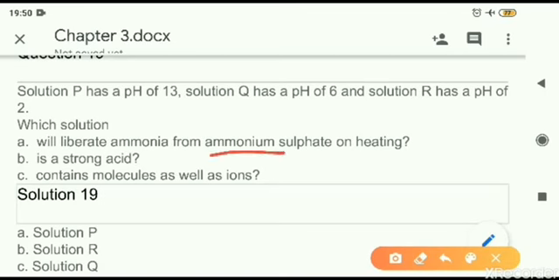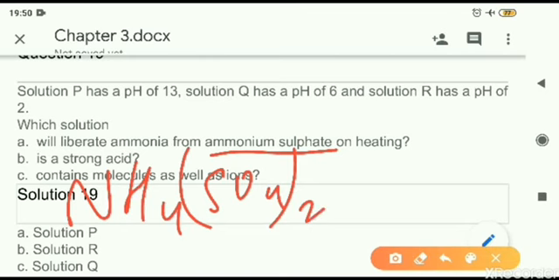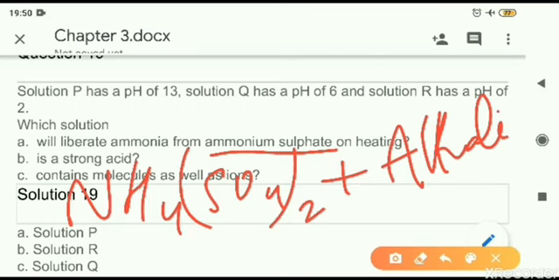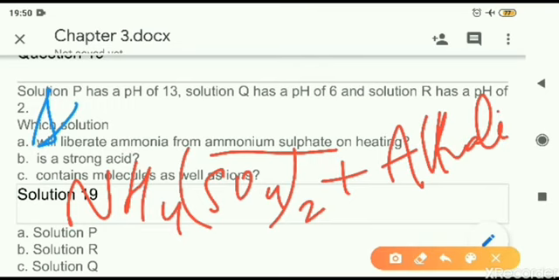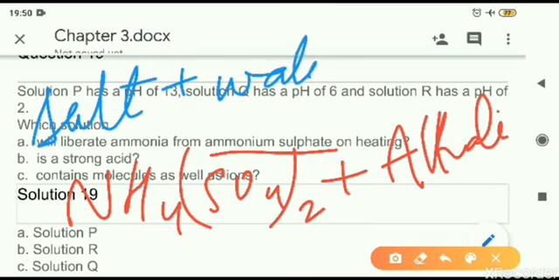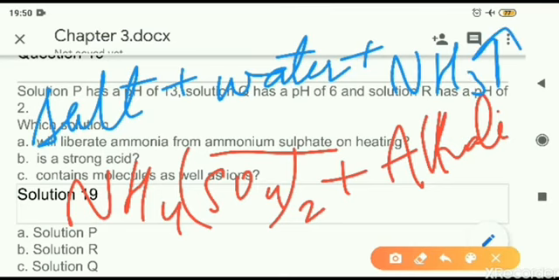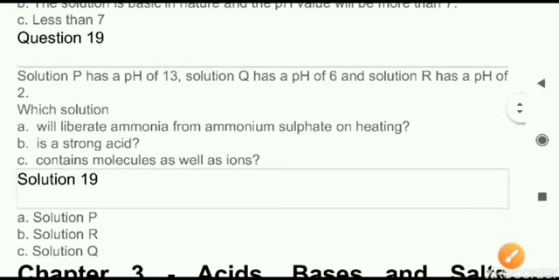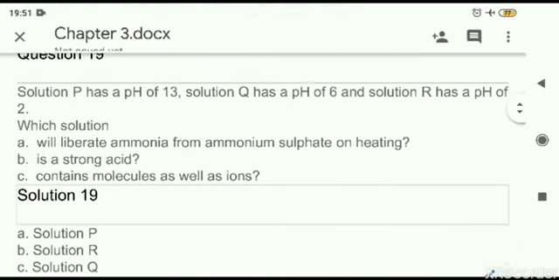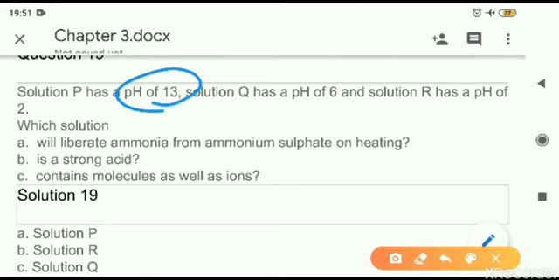So ammonium sulfate is what? It is (NH4)2SO4. That is an ammonium salt. And when it reacts with an alkali, or we can say any base, then what will it produce? Three things will form there. One salt will come, one water molecule will form, and another thing, that is ammonia gas, NH3, will be produced. So ammonia is produced when an ammonium salt reacts with a base, as you have seen in this reaction. So out of these three, pH 13 is base. So our answer is solution P will liberate ammonia in this reaction.